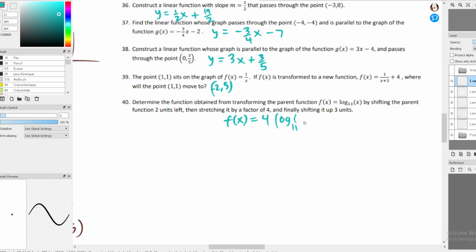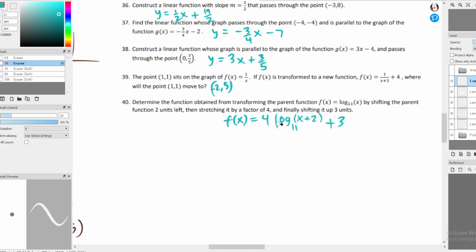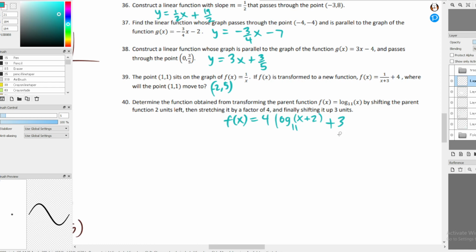We're shifting it 2 units left, so x plus 2. And then we're shifting it up by 3, so plus 3. This is our new function. It's following the typical transformation rules.